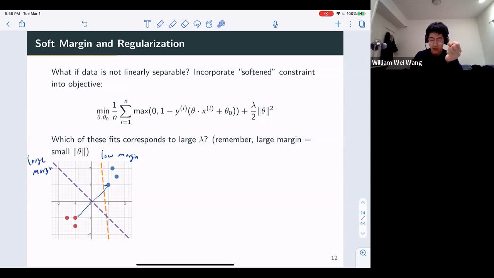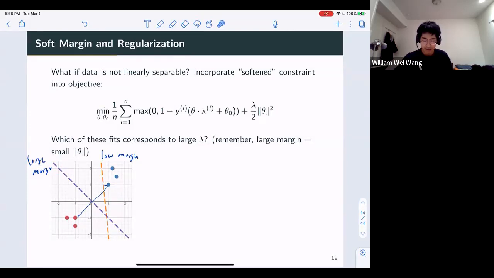Right? So large margin means small theta. That's the argument from the previous slides. And so which one of these has a smaller theta? Well, this purple line has a smaller theta. And you can kind of see that from this plot already, because the slope for this orange one is kind of large, just intuitively. So this purple one has a smaller theta.